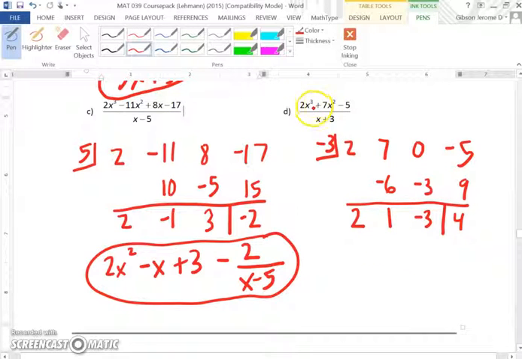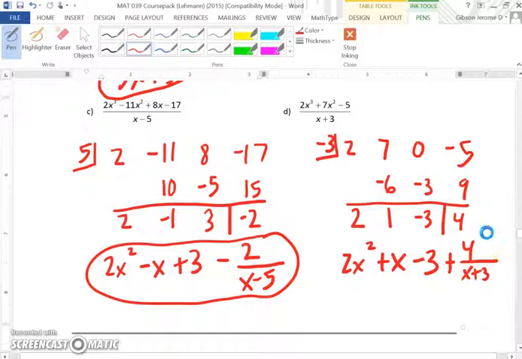So now again, we started off with our highest exponent being 3. So our highest exponent in our solution must be 2. So it'll be 2x squared plus, we know this would be 1x or just x, minus 3. And we have a remainder of 4, and it's positive, so it'll be plus 4 over our denominator, which was x plus 3. And that is the final answer.